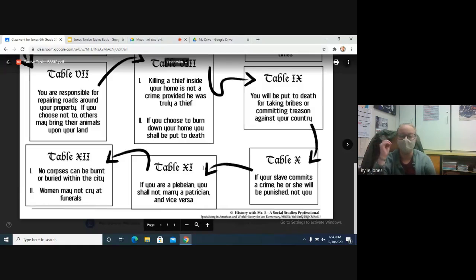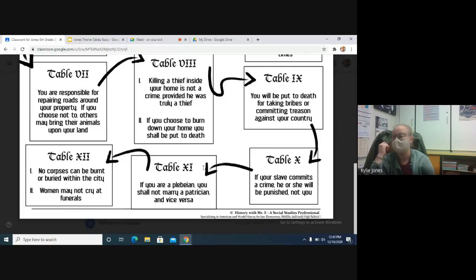Table number 11. If you are a plebeian, you shall not marry a patrician, and vice versa. So if you are one of the poor people, you can't marry a wealthy person, and if you're wealthy, you cannot marry a poor person. That's the law. Vice versa means the opposite. So a plebeian cannot marry a patrician, and a patrician cannot marry a plebeian.